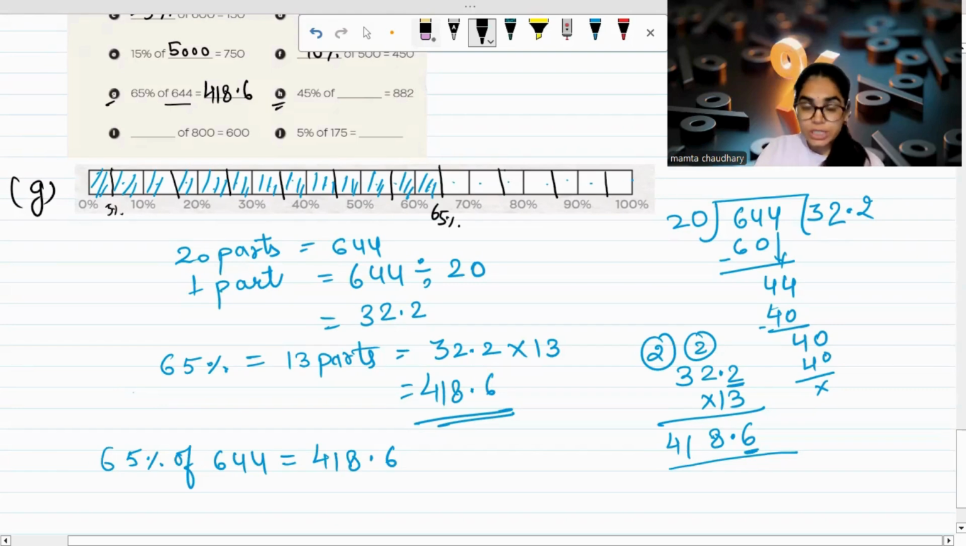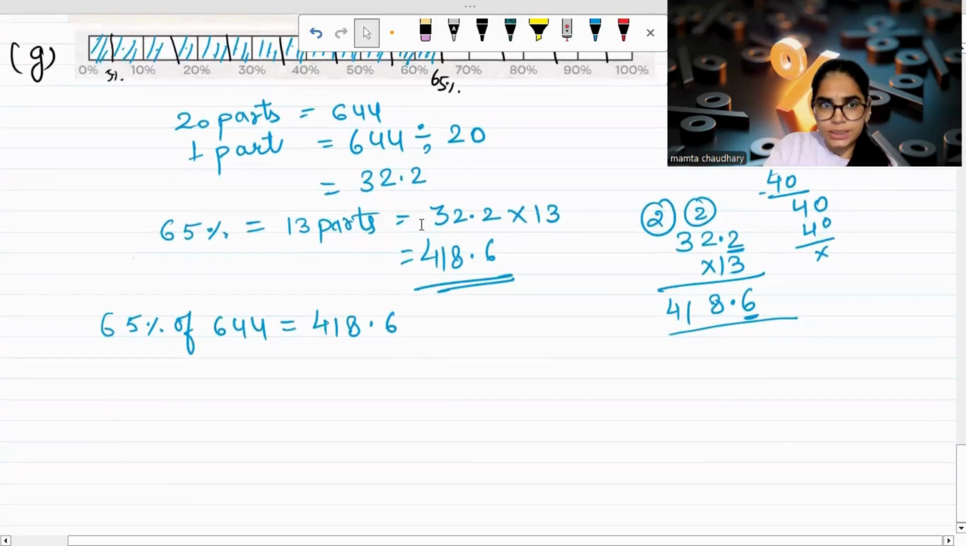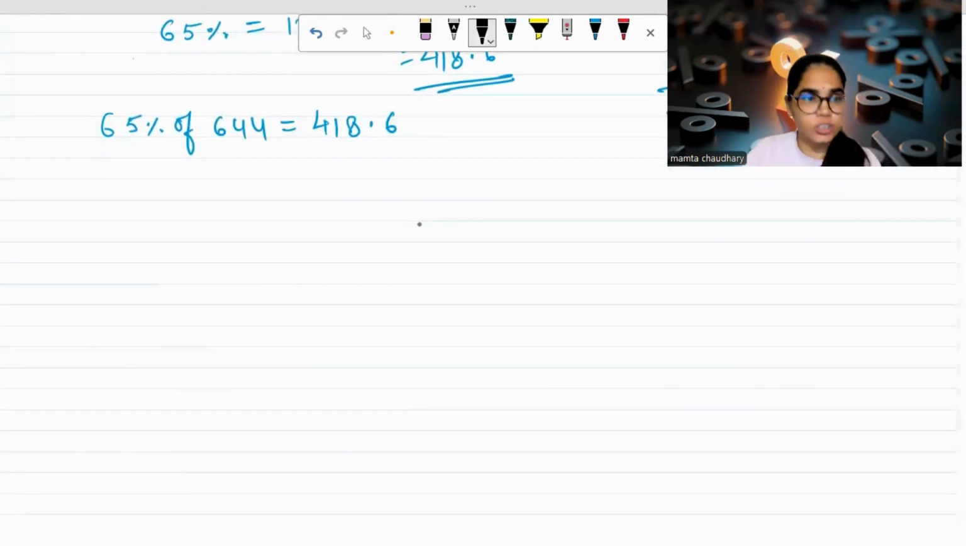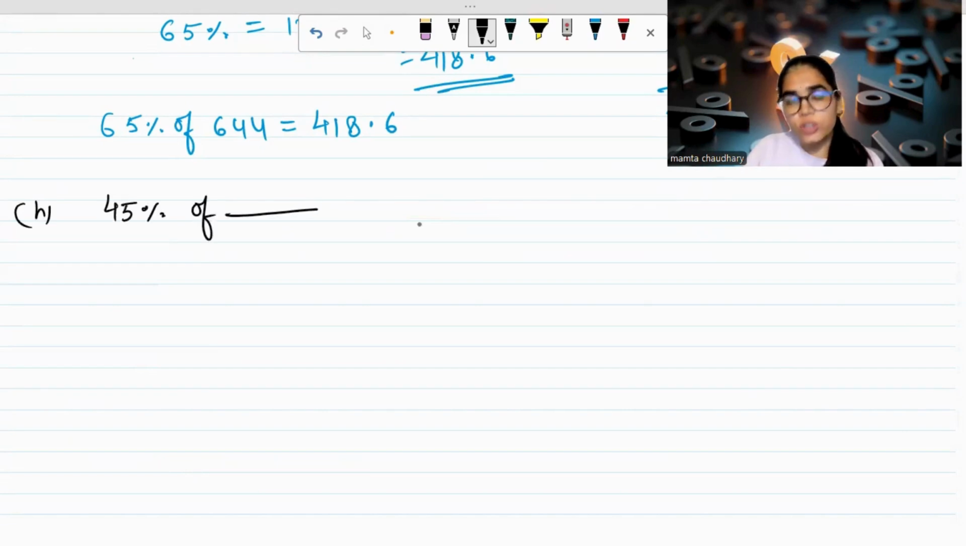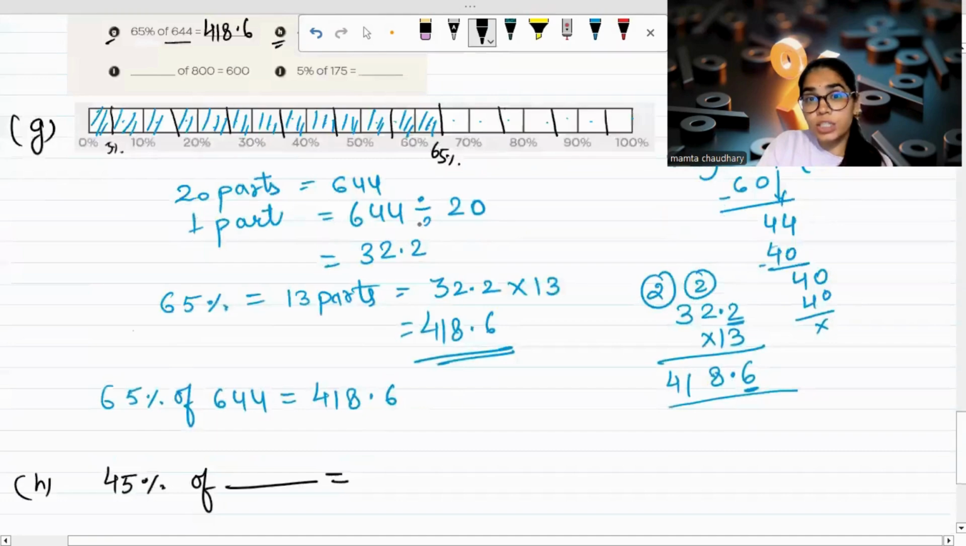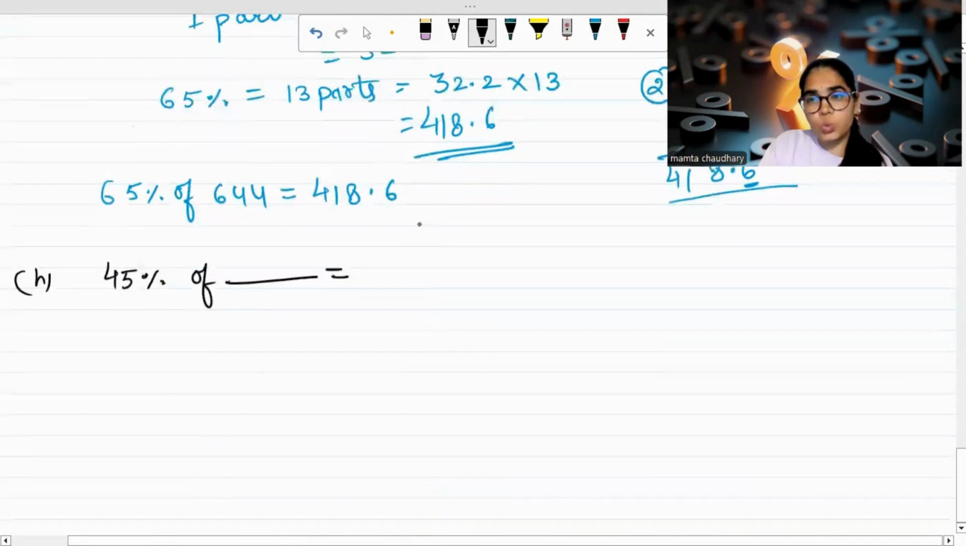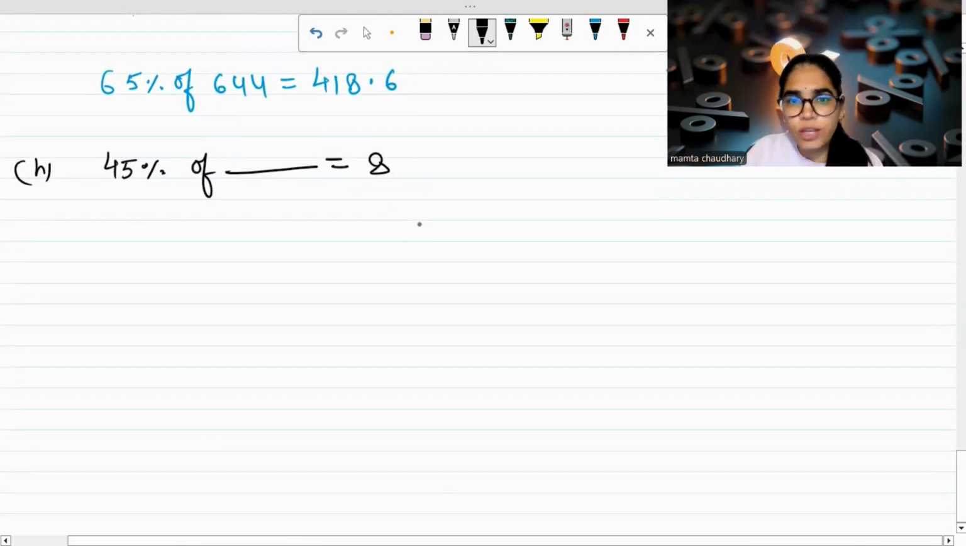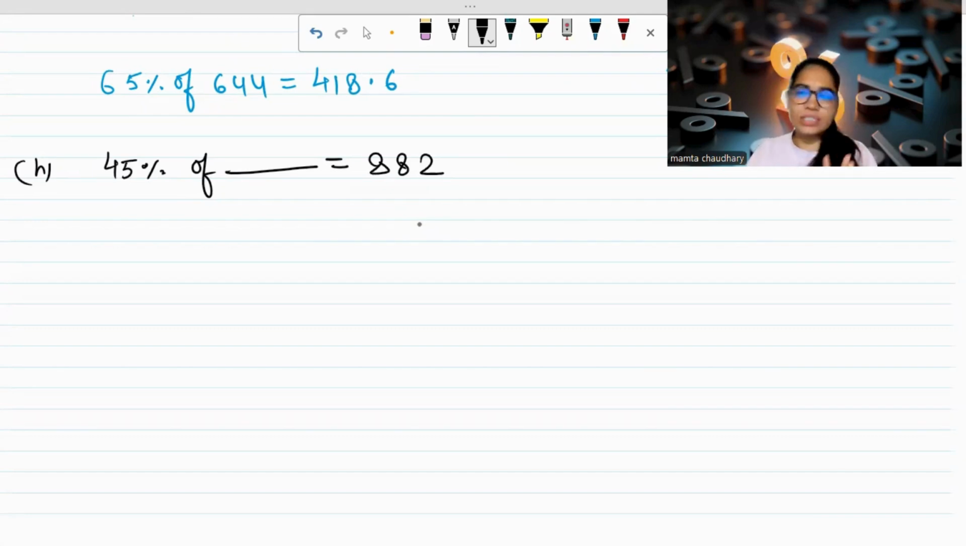Next question, H bit. H bit says 45% of something. It means the whole. 45% of the whole is 882. Okay, so that is H bit: 45% of something, or the whole, is equal to 882. Now we have to find the whole, right? What is missing here? The whole is missing, so we will find it.